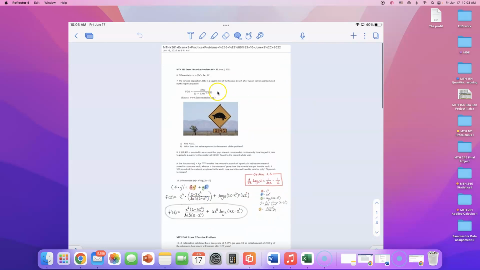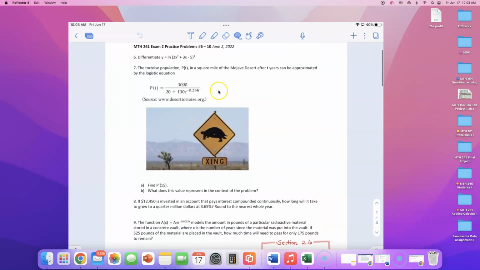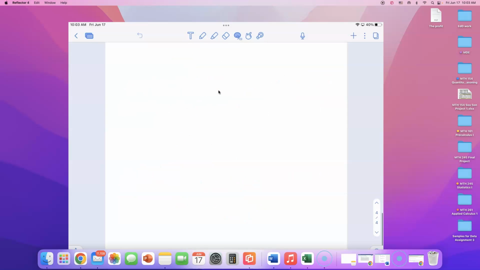Okay, where is 7? Okay, let me do 8 first. It looks shorter. It just looks shorter. I'll do 8 first. Okay, so number 8. Let me put it over here.